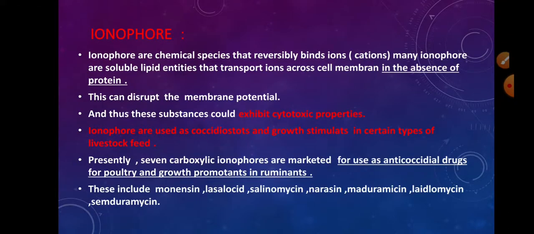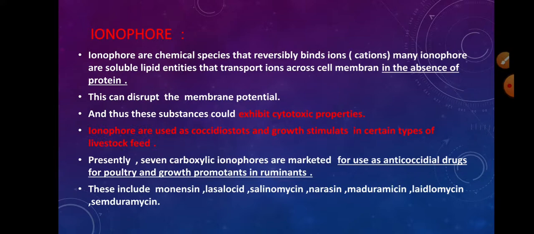Ionophores are chemical species that reversibly bind ions, cations, that means ions that have a positive charge. Many ionophores are lipid-soluble entities that transport ions across the cell membrane in the absence of protein. This can disrupt the membrane potential, and these substances can exhibit cytotoxic properties. Ionophores are used as coccidiostats and growth stimulants in certain types of livestock feed.